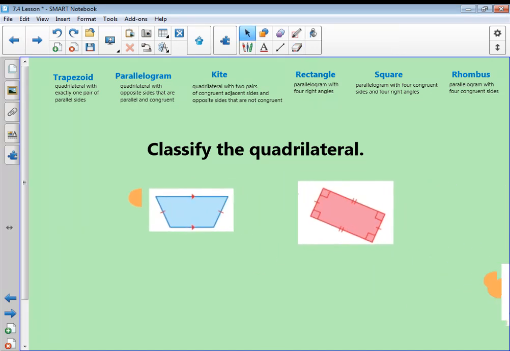Okay, I want you guys to try these. So go ahead, pause your video. If you need to use the graphic on page 294, you may, but you're going to identify the names of these two quadrilaterals.